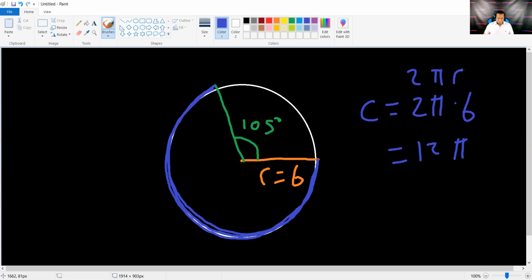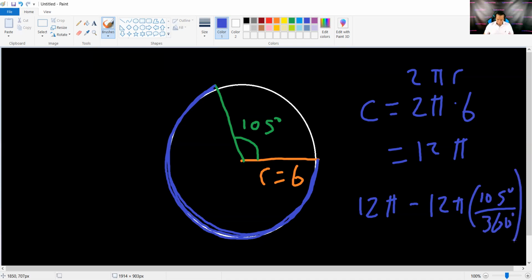There's two ways to do it. And I'll show you both of them. First way is to find the entire thing, which we just did. And then we subtract the white portion. The white portion is 12 pi minus 12 pi times 105 degrees over 360 degrees. And that'll give you the answer.